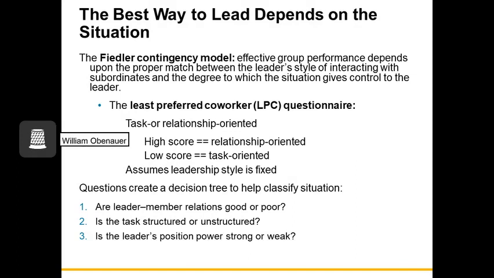Fiedler developed a model related to the situational approach. Fiedler stated that effective group performance was dependent on the match between a leader's style and the situation. To identify leadership style, Fiedler used a least preferred coworker scale. Leaders who indicated that they did not like many coworkers were considered task oriented, and those who indicated that they liked coworkers were considered relationship oriented. Then the situation was assessed in terms of leader member relations, which focused on things like trust for the leader, task structure, and the leader's position power.